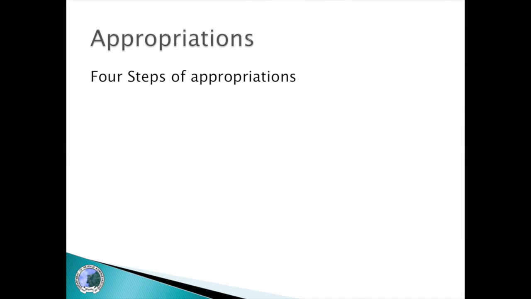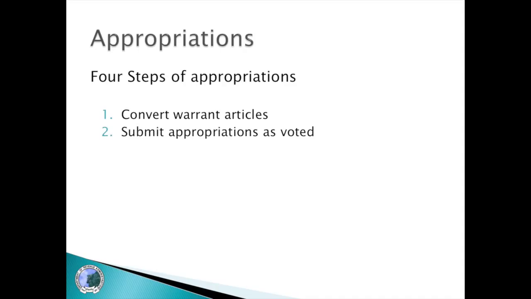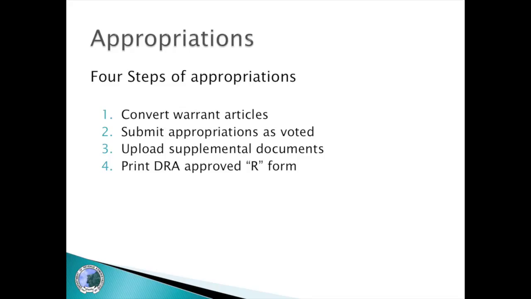The appropriations process consists of 4 steps. The first, converting the warrant articles to appropriations as voted. Second, submitting your appropriations as voted to DRA. Third, uploading supplemental documentation required for your appropriations review. And fourth, printing your DRA-approved appropriations as voted, also known as your R form. We will begin with a high-level view of warrant article conversion.